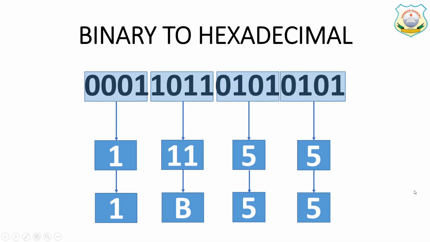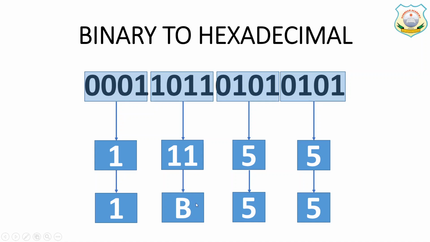So what is the final answer, children? The final answer is 1B55. Fine, that's the answer. So that's the exercise we have done for binary to hexadecimal, and then again hexadecimal to binary. So if you have this number in the exam, that is 1B55, how you're going to convert this into binary? 5 is 0101.